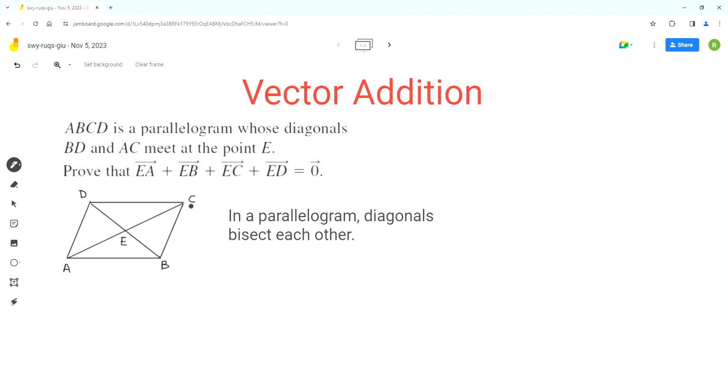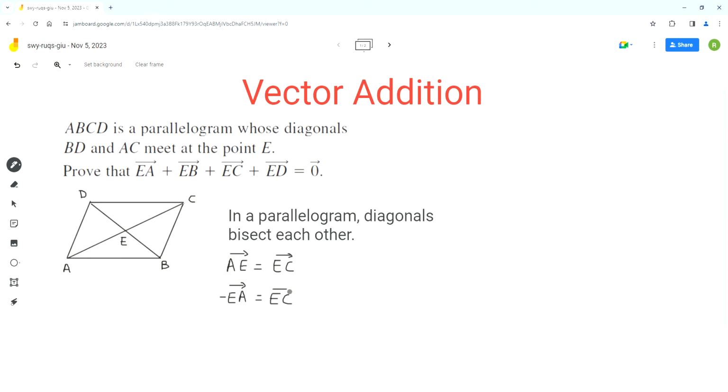So that means the length of line segment AE is equal to the length of line segment EC. Now if we have to describe this in terms of vectors, we'll write that vector AE is equal to vector EC, because AE and EC have the same magnitude and same direction. Now we can rewrite this: we can change AE to minus EA, equals vector EC.